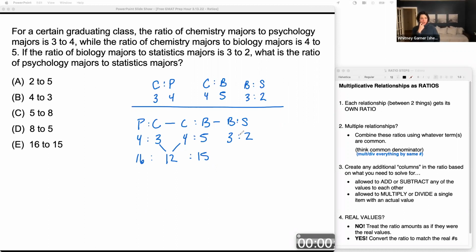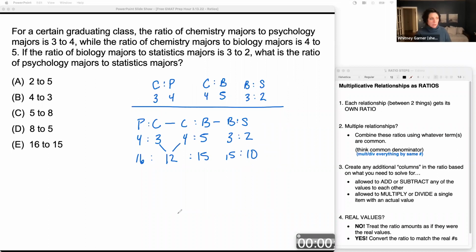Now I can turn my 3 into the 15 from this final ratio. So I'm just going to go ahead and do that. I don't need to readjust this one at all. I'll make this 15 multiplied by 5, multiplied by 5.